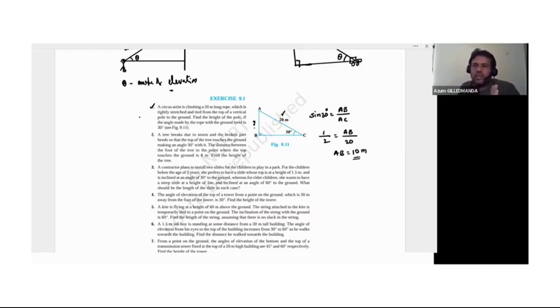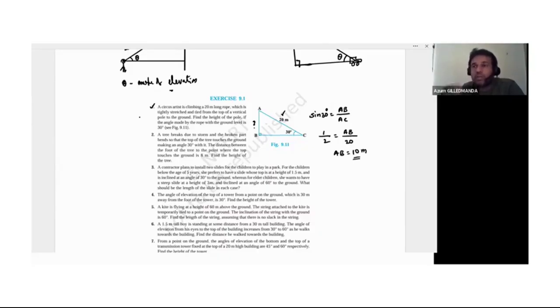So the height of the pole here is 10 meters. So now you understood. We learned the trigonometric angles in trigonometry, the earlier chapter. So that knowledge we are using for these descriptive problems. Here the diagram is given. In the other problems, there is no diagram given.